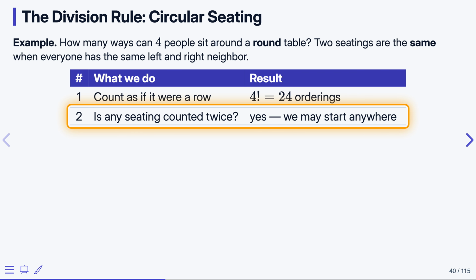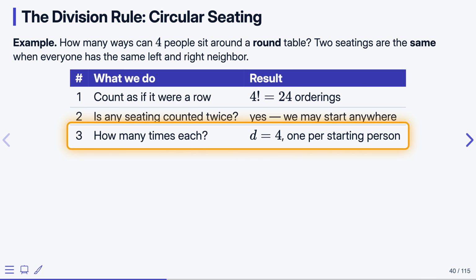Step 2. Now ask the division rule question. Did we count any seating more than once? Yes. Around a circle there is no first chair, so we may write the same seating starting from any person. Step 3. There are 4 people, so each real seating appears 4 times in our 24, so d is 4.